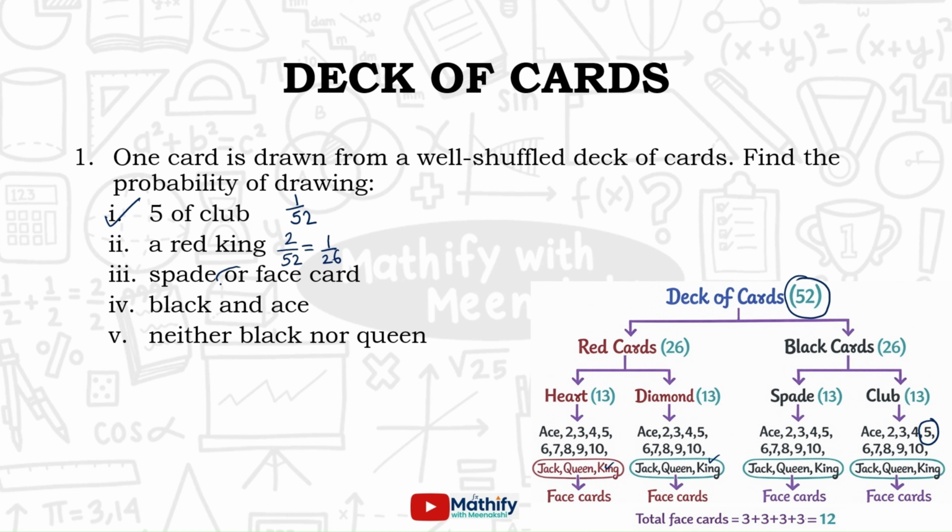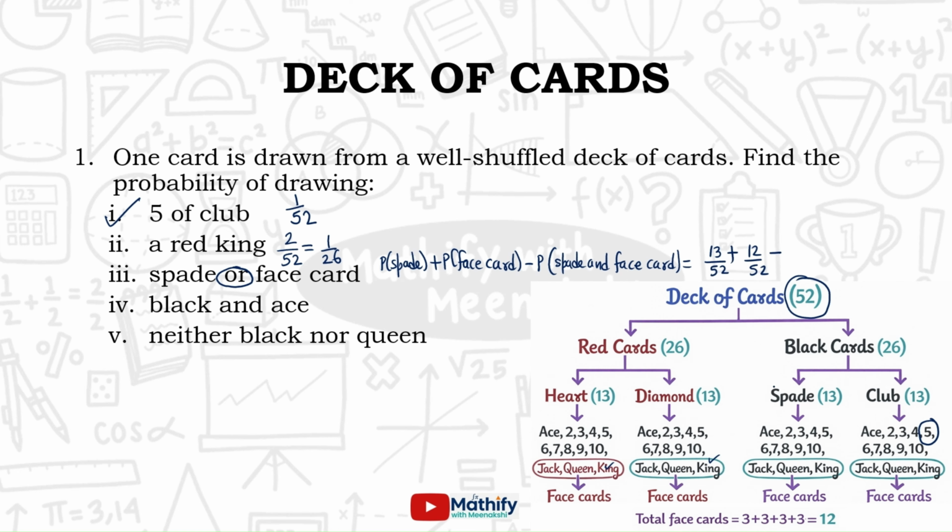Third, spade or face card. Whenever we have 'or', that means you have to add the probability of spade with the probability of face card, and then you have to subtract the probability of both, that means spade and face card. So let's solve this. Now, the probability of spade cards. How many spades do we have? 13. Plus face card. How many face cards do we have? 12. And minus face card as well as spade.